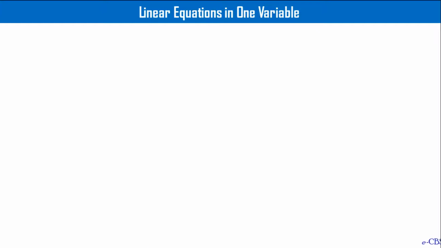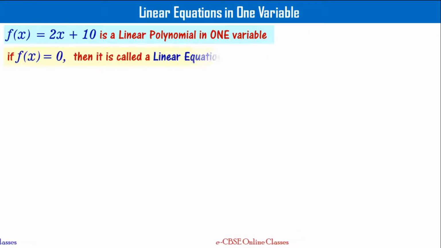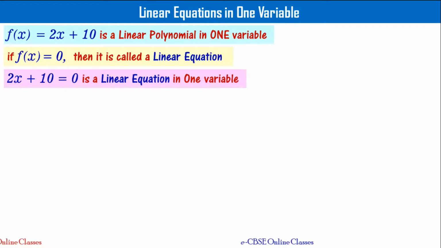Now let's learn about linear equations in one variable. As we said, f of x equal to 2x plus 10 is a linear polynomial in one variable. When f of x is set to 0, means if f of x equal to 0, then it is called a linear equation. Please take a note of that. It means that 2x plus 10 equal to 0 is a linear equation in one variable. f of x equal to 2x plus 10 is a linear polynomial in one variable. That's why 2x plus 10 equal to 0 becomes a linear equation in one variable. Please take a note of that.